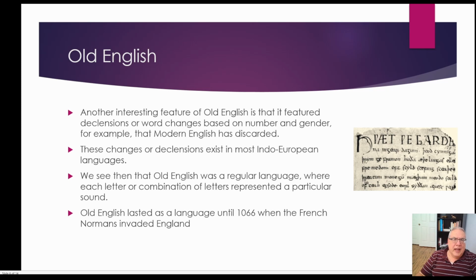So if today in English you only have the article the, in Old English there were more articles that were used based on number and gender. Now, these changes or declensions on words exist in most Indo-European languages, but have been discarded in England. We see then that Old English was a regular language, where each letter or combination of letters represented a particular sound. Old English lasted as an official language until 1066, when the French Normans invaded England.